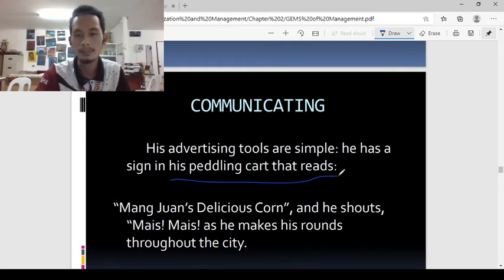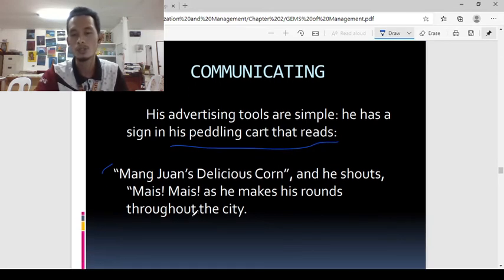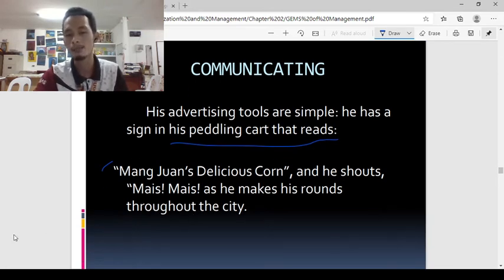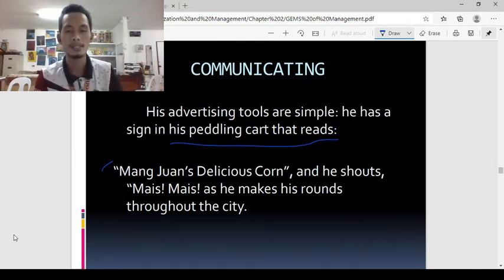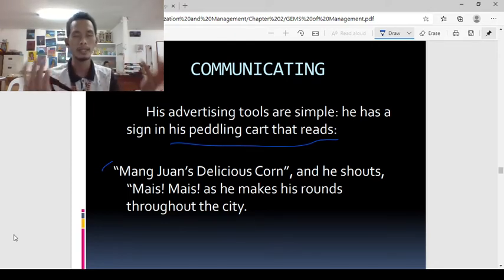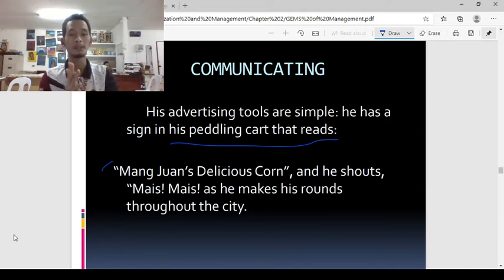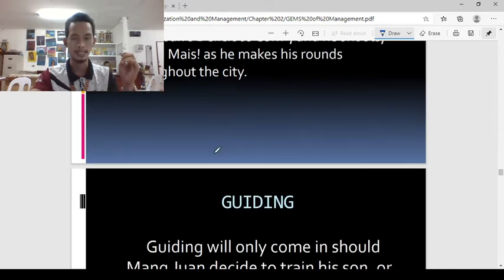his peddling cart that reads, "Mang Juan delicious corn," and he shouts, "Mais, mais," as he makes his rounds throughout the city. That sort of communication, diba? In a simple business. Like, kung large organization or complex organization, it would be other marketing strategies suitable for a particular organization. So my example is a simple business enterprise, peddling corn business.